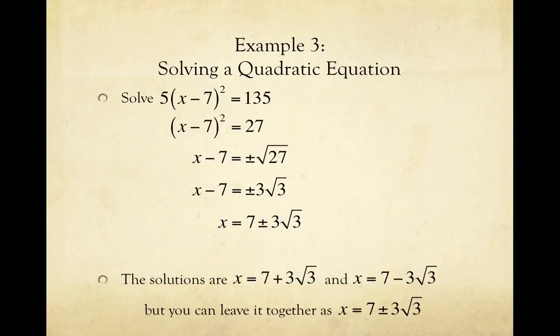And notice here, there are actually two solutions to this equation. There's the solution you get when you take 7 plus 3 square root of 3, and there's the solution you get if you take 7 minus 3 square root of 3. But for simplicity, if you want to leave it together as 7 plus or minus 3 square root of 3, that's fine. Just realize it does represent two different answers.